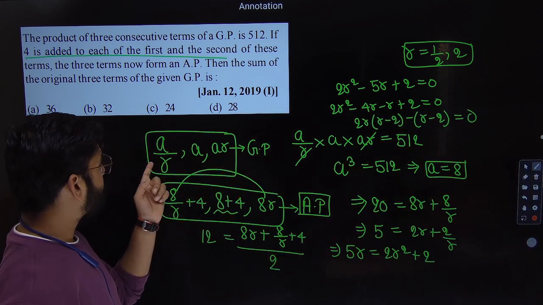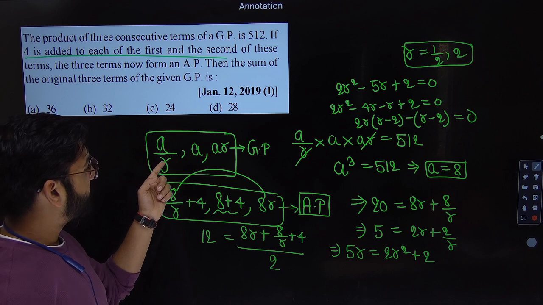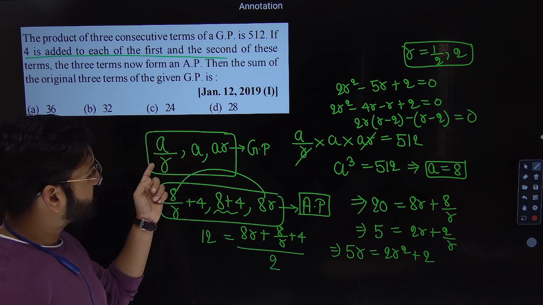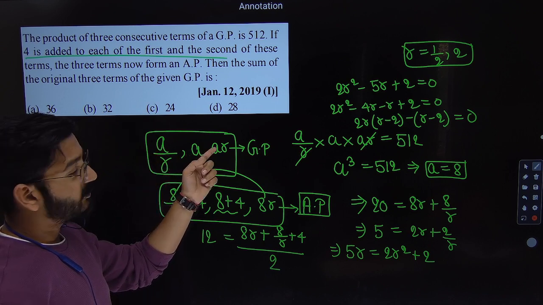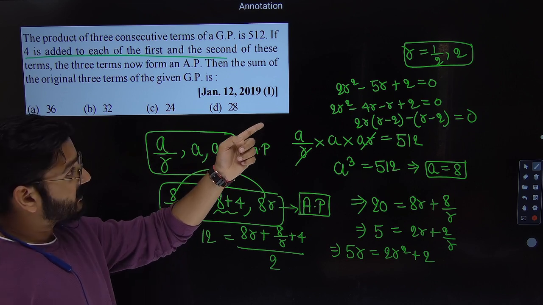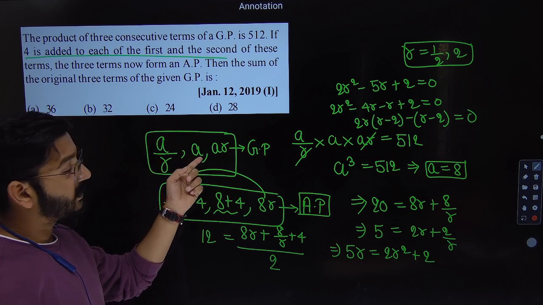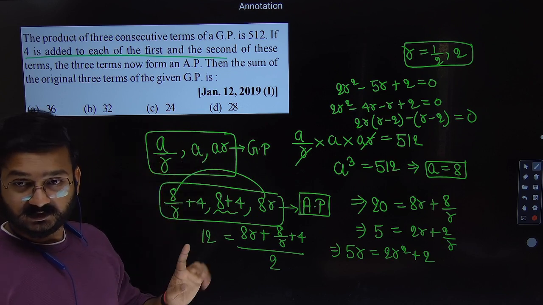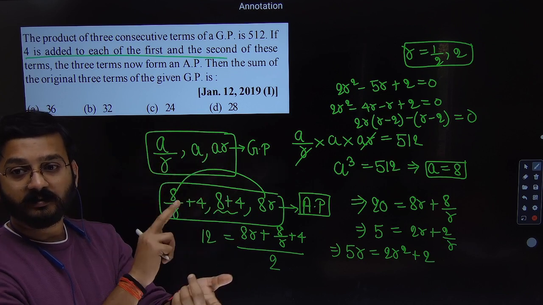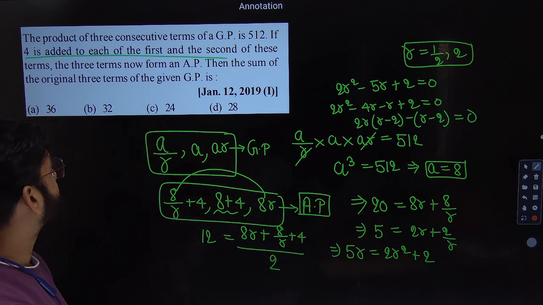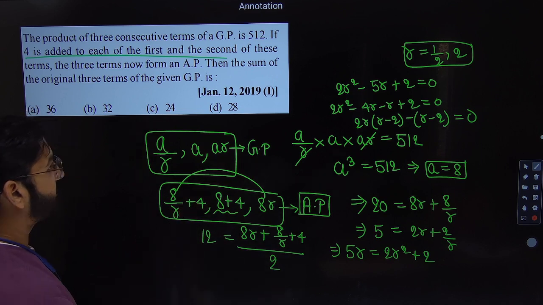Only thing will be it will be flipped. If you put R as 1 by 2, this becomes 2A. This is A and this will become A by 2. If you take that as 2, it will be just flip. A by 2, A and 2A. So the terms will be same. The only thing is that order will be reversed. You can take anything. So sum of the first three terms.